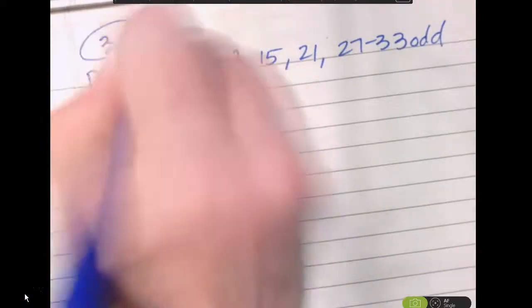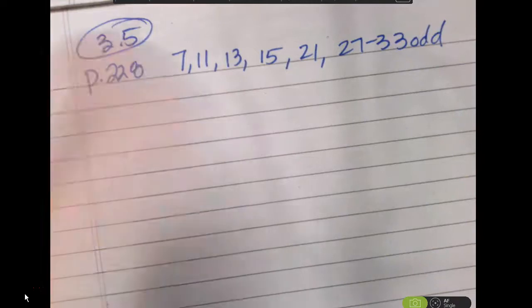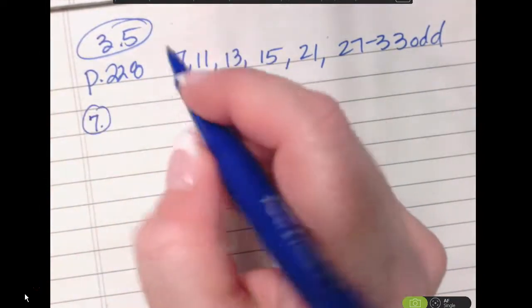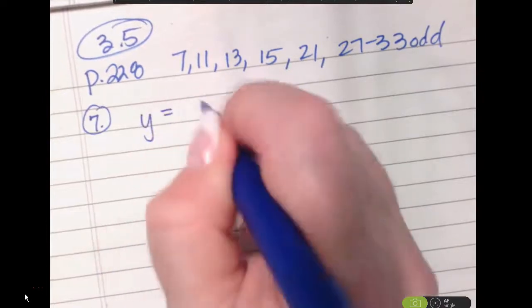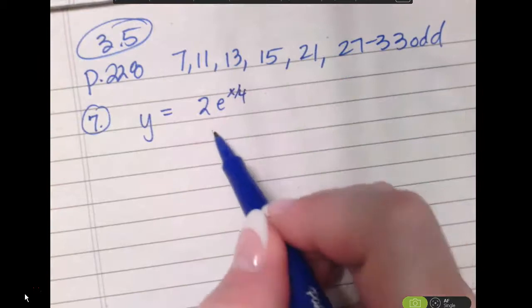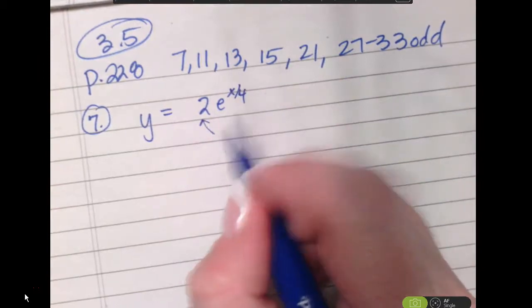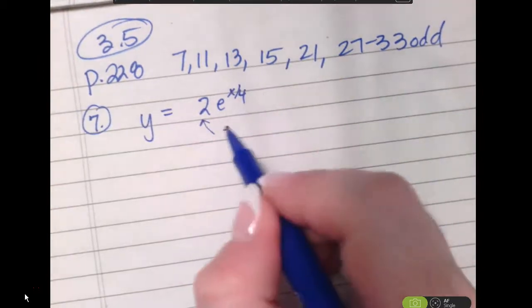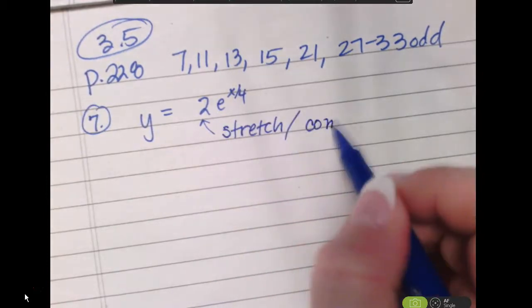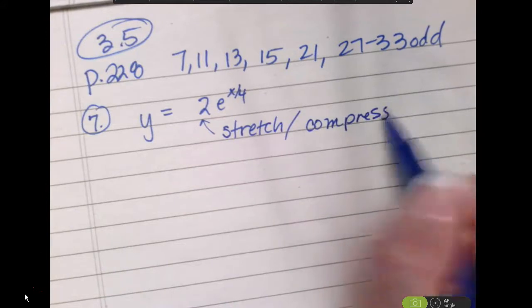Okay, this is the homework for section 3.5 on exponential growth and decay. So let's jump right in. Number 7 gives us an equation of y equals 2e^(x/4). So this is really the first time we've dealt with stretch and compress. And so there's a couple ways you can deal with that.